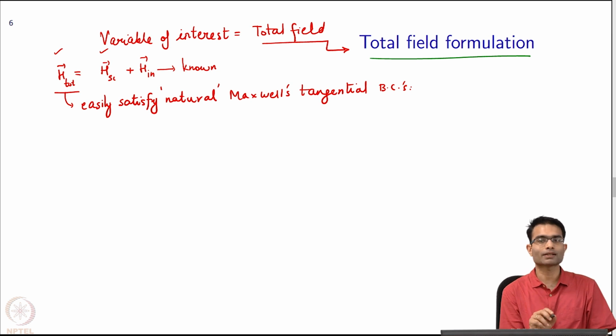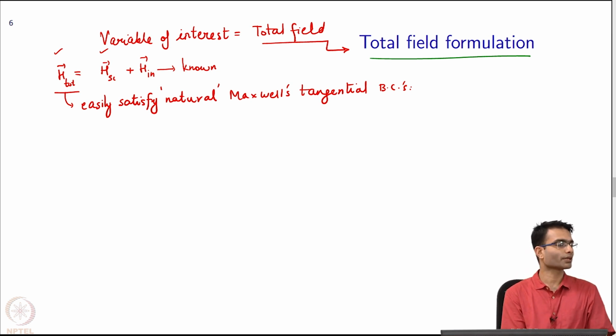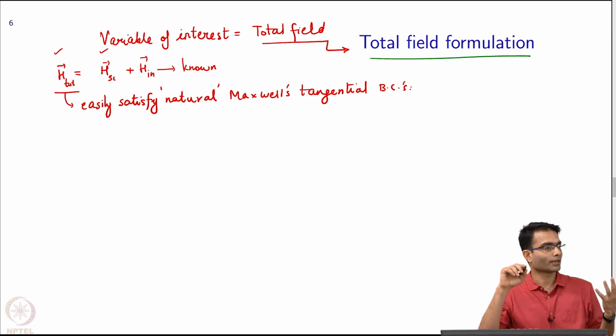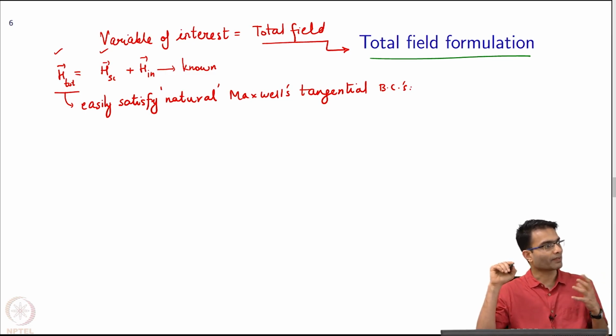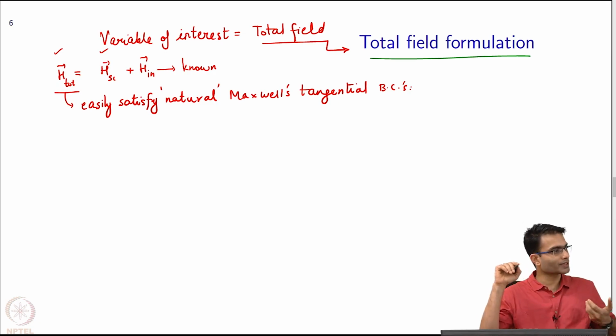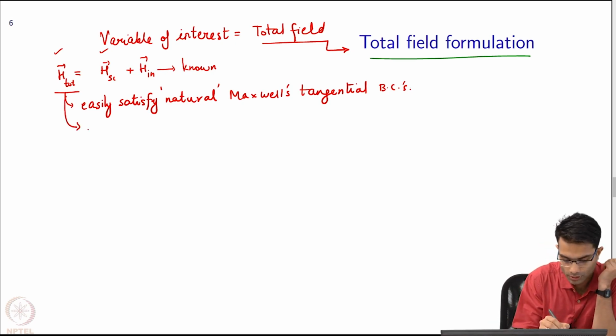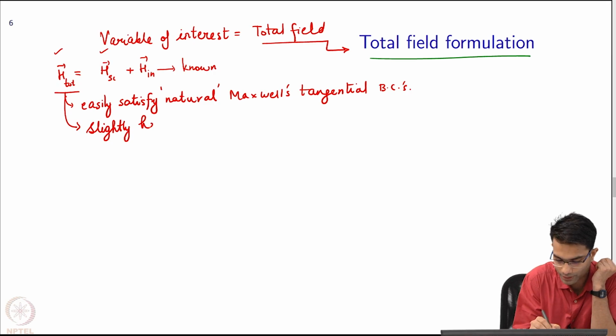But on the disadvantage side, when I come to the radiation boundary condition, this boundary condition which I just derived was obeyed by whom? The scattered field, not the total field. So, if my variable is the total field, like we had done in the case of 1D, I have to subtract off the incident field and then impose the boundary condition. So, it is slightly harder, not very hard, but we just have to take care of it.